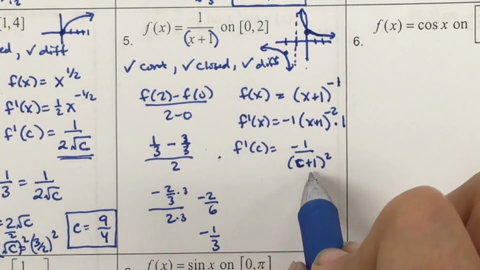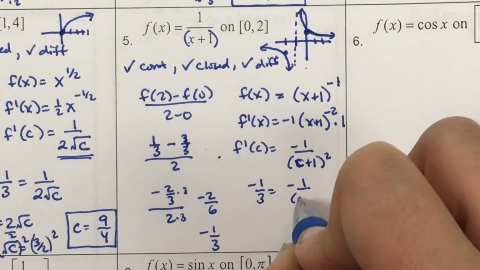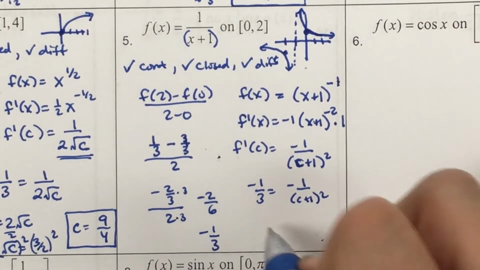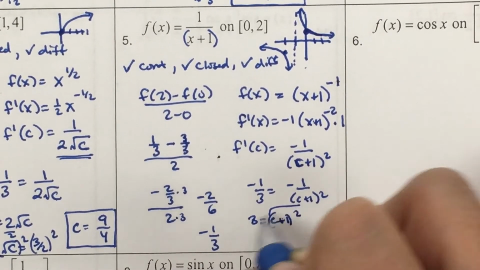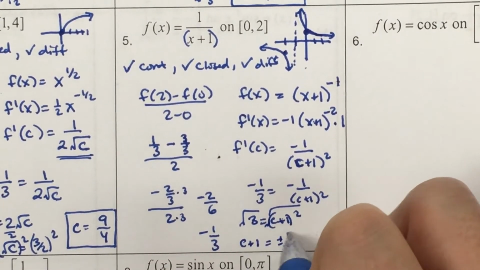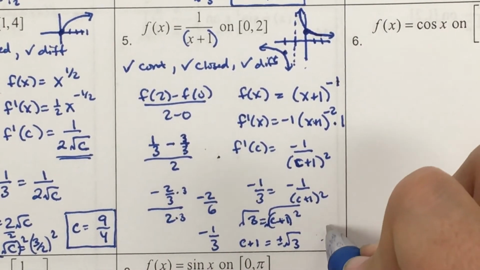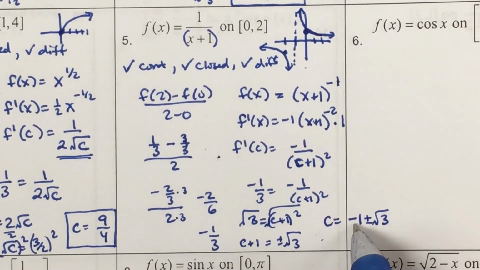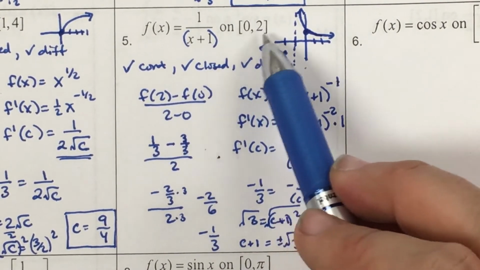And so now this one has to equal this one, so negative 1/3 has to equal negative 1 over c plus 1 squared. Again, if the numerators are equal, then the denominators are equal. So we've got 3 equals c plus 1 squared. Take the square root of each side, so we've got c plus 1 equals plus or minus the square root of 3. Subtract the 1 over. I'm running out of room here. So I've got c equals negative 1 plus or minus the square root of 3. But negative 1 minus the square root of 3 is going to be a negative value. That's not going to be on the interval from 0 to 2.